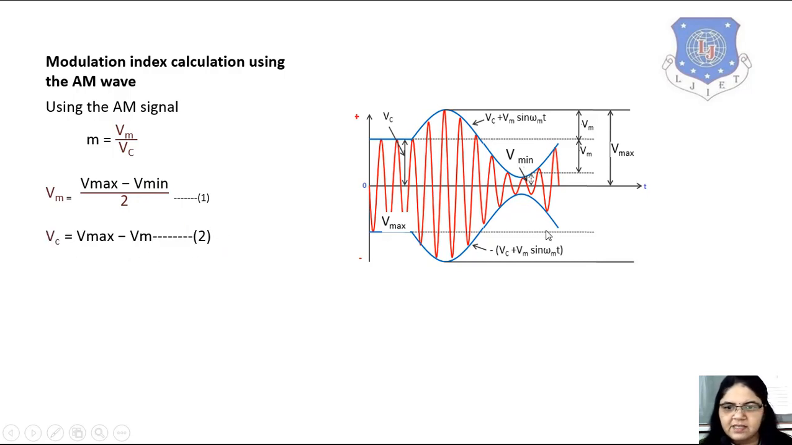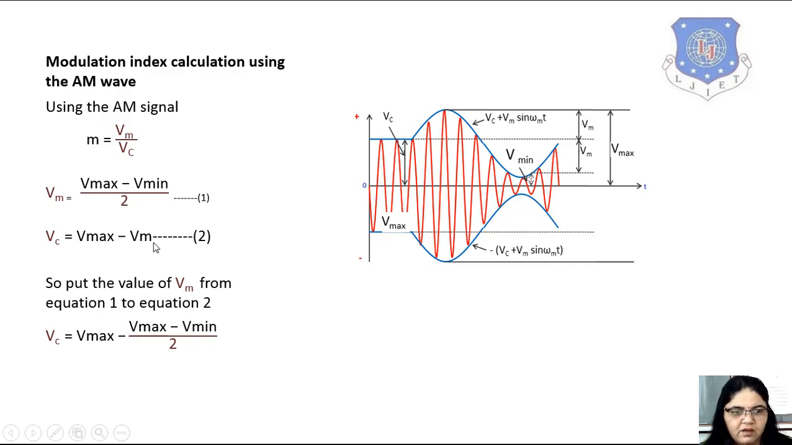So we can also see what my Vc is. So this is my Vc. Now this Vc is what? If you subtract from V maximum this Vm, V maximum minus Vm, it's Vc. So now we have the equations of Vm and Vc. Here in equation number 2, we will put the value of Vm. So Vc is equal to V maximum minus (V maximum minus V minimum) by 2.